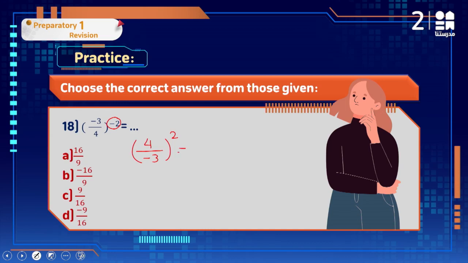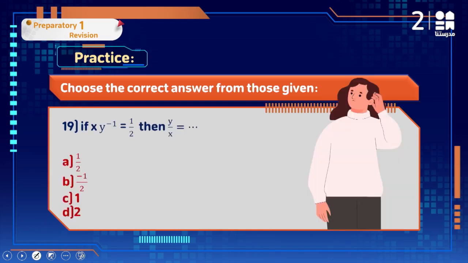Now, 2 is an even number, so I'm gonna cancel the negative sign, so it becomes 4 over 3 to the power of 2. Then distribute this to 4 to the power of 2, which equals 16, and 3 to the power of 2 is 9. So the correct answer is 16 over 9.